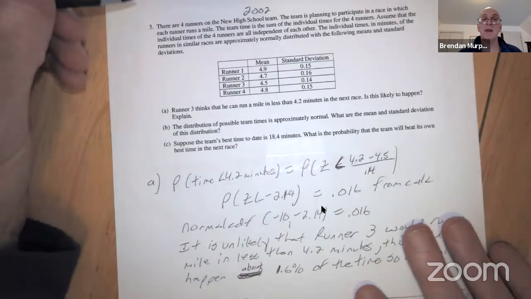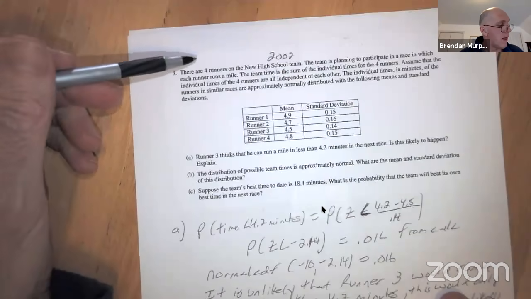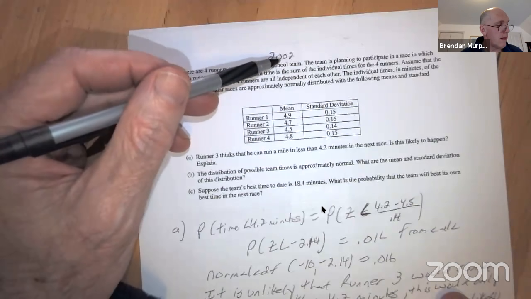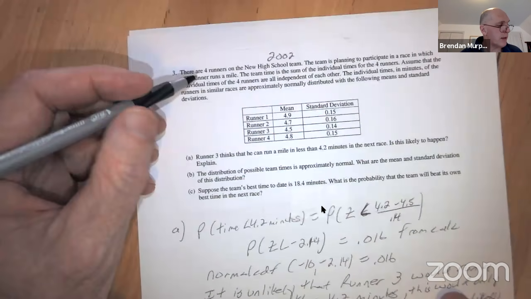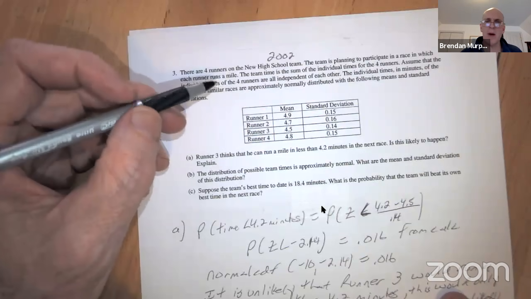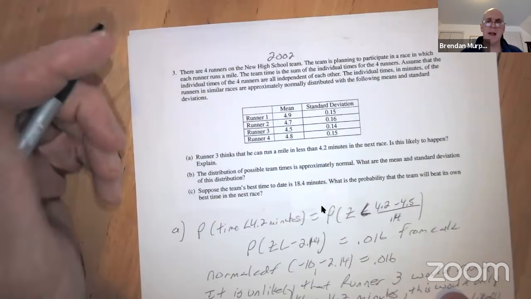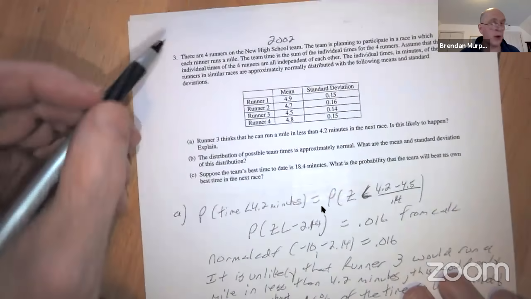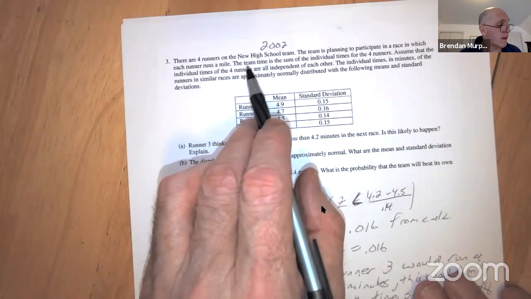This is from the 2002 exam. There are 4 runners on the new high school team. The team is planning to participate in a race where each runner runs a mile. So I don't know what you'd call that, the 4x1 mile or something. Runner A runs a mile, and then runner B runs a mile. So it's going to take a while for all 4 runners to run a mile.